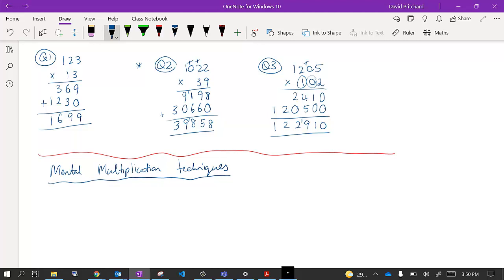So there's a few techniques. I'll just remind you quickly what we do when we multiply by tens and hundreds and so on. So if there's zeros at the end.